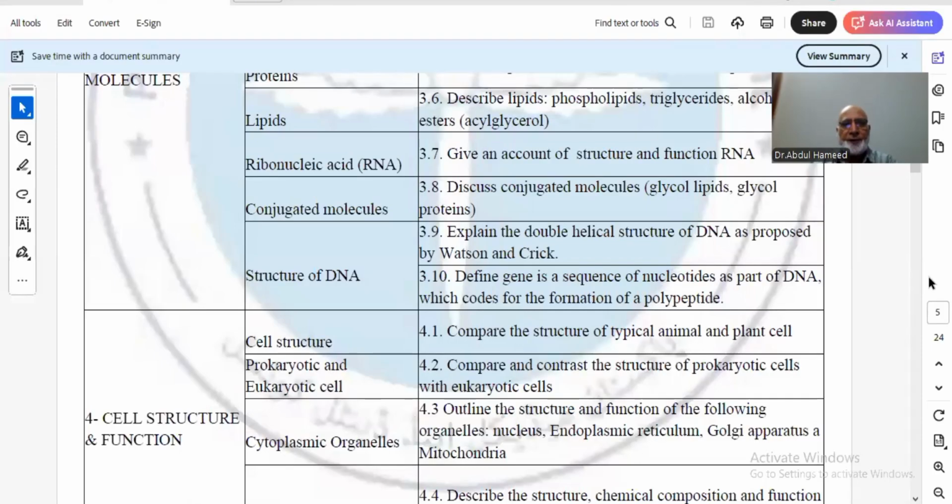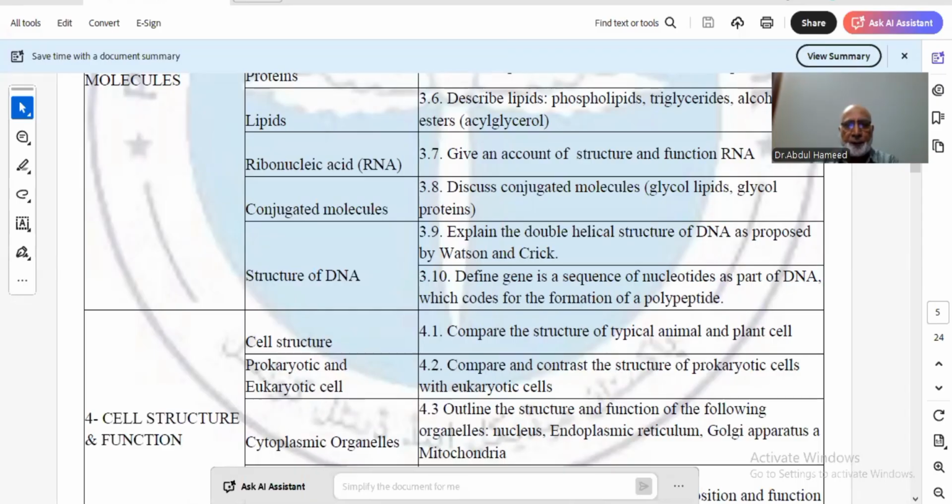Bismillahirrahmanirrahim. Our second last topic out of unit number 3, biological molecules, is to discuss the conjugated molecules, and the given molecules are glycolipids and glycoproteins. I'll also discuss the lipoproteins and nucleoproteins. So let's start with the proceedings.